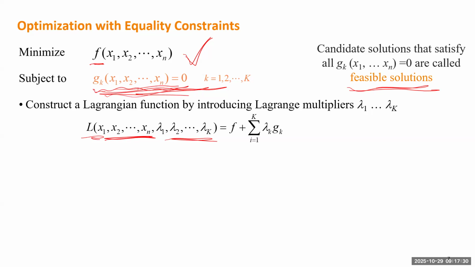If you have k equality constraints, you introduce k multipliers. We call them Lagrange multipliers. Each multiplier means a certain price you want to apply to the violation of each equality constraint. So here, if any g is 0, which means the constraint is satisfied, you don't need to pay any price.